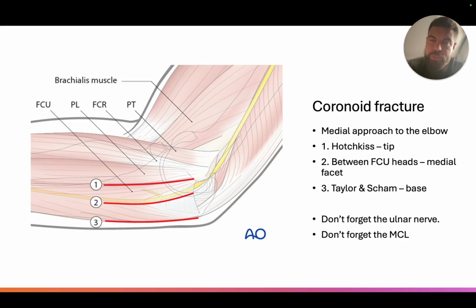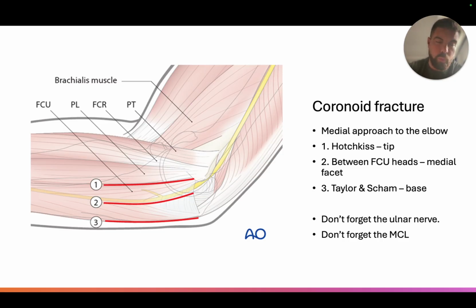Now, the big thing here is don't forget your ulnar nerve, and don't forget the MCL or the MUCL. If you haven't seen your ulnar nerve on your approach, doing a Hotchkiss approach is a little bit dangerous because you're going to be putting your mini Homans in and then leaning downwards on this and possibly tractioning the ulnar nerve that is already likely to be injured due to the injury.